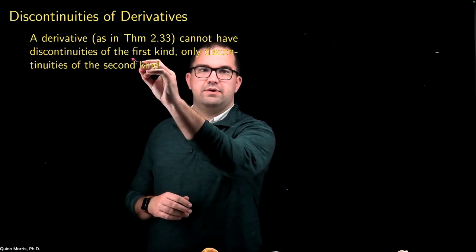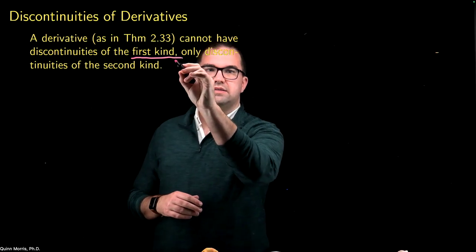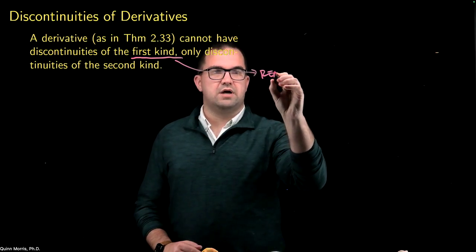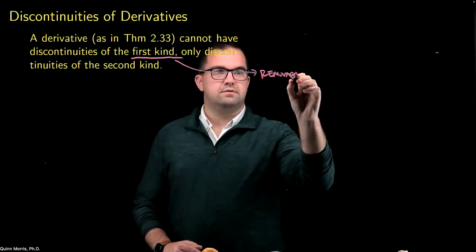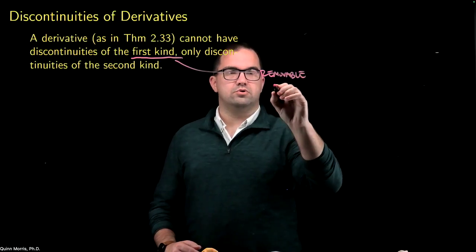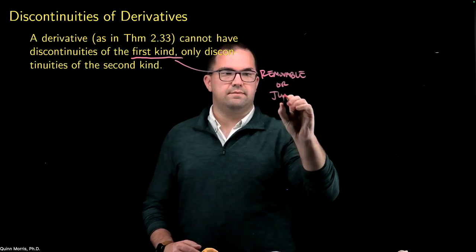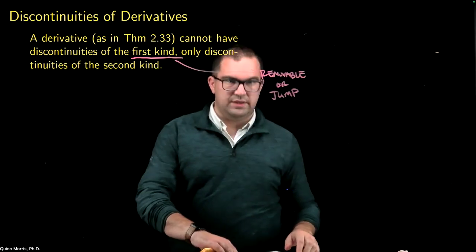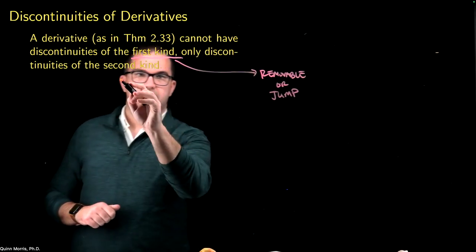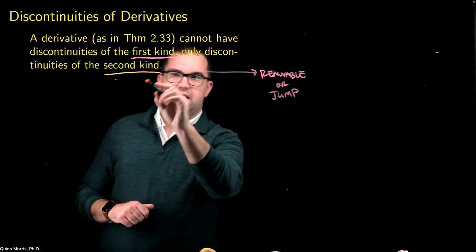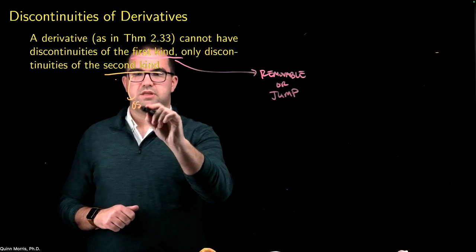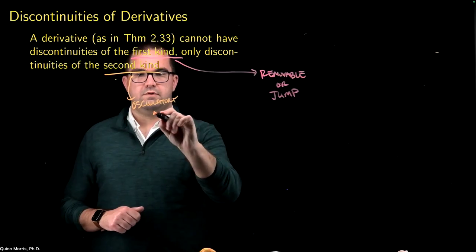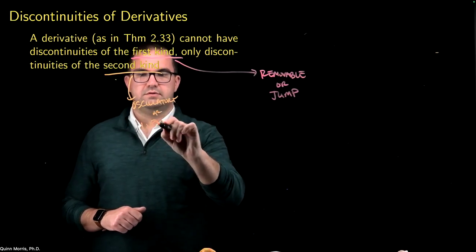Now, discontinuities of the first kind are removable discontinuities or jump discontinuities. Okay. It can only have discontinuities of the second kind, and discontinuities of the second kind, those would be oscillatory or infinite discontinuities.